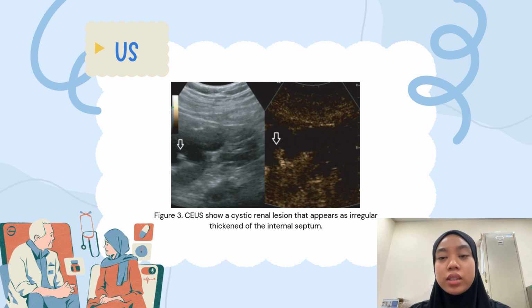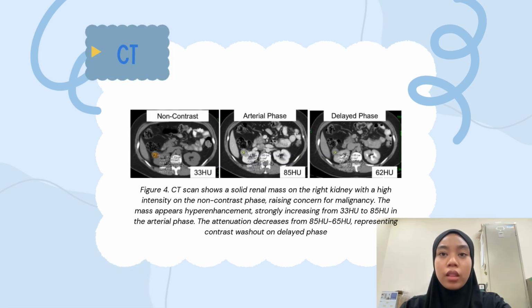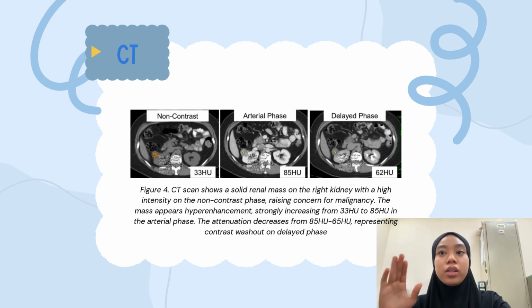And this one is another appearance of RCC in the contrast enhanced ultrasound, where this image shows a cystic renal lesion that appears as irregular thickening of the internal septum. Then we move to the image appearances of renal cell carcinoma in CT scan.